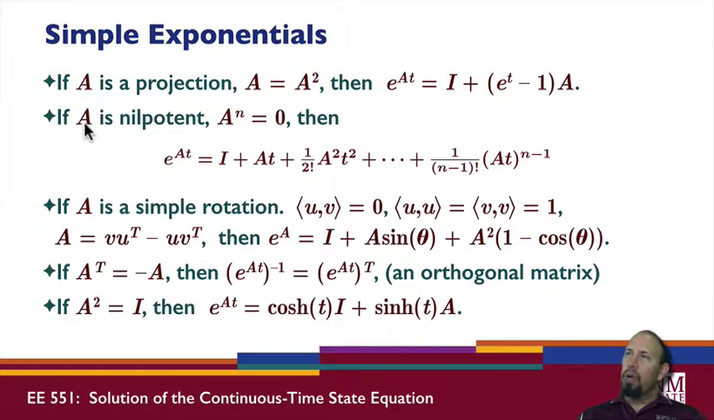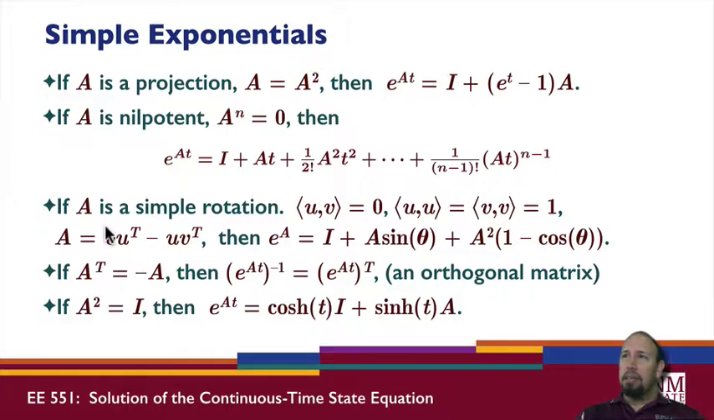If A is nilpotent, that's another case. That is, A to the power n is 0. We can go through and show that the infinite summation for e to the At stops at n. So this is just a polynomial in A, and it's fairly straightforward to compute. We can compute e to the At this way. We don't have to go all the way up to infinity to define it.